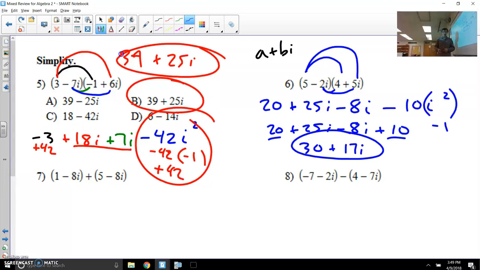So those are a little bit harder. I think these next ones are kind of simpler. We just need to put them together based on the sign in the middle. So I've got a 1. I'm adding 5. That's 6.